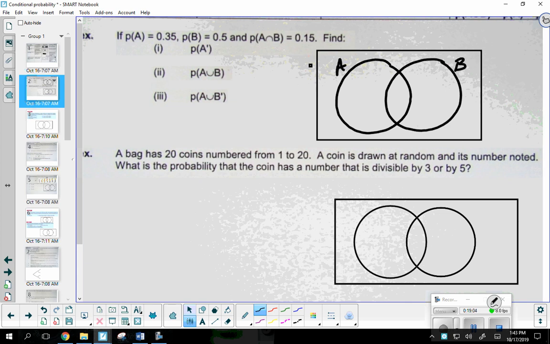This is B. I want you to take about 30 to 45 seconds and fill in the appropriate information. Remember, the entire rectangle should represent 100%, in this case of every outcome. That's my sample space.